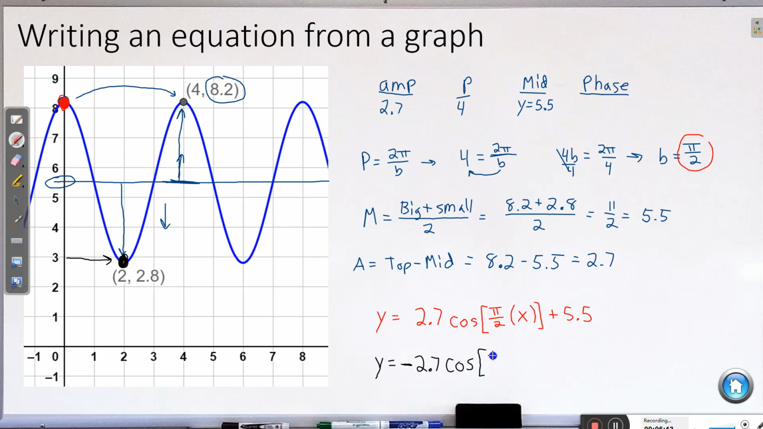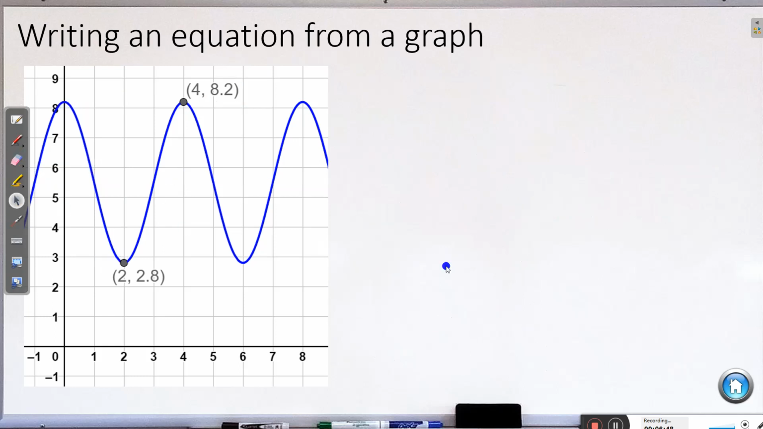The period didn't change, so the b value doesn't change, so that's still pi over 2. But now we have a phase shift. We move to the right, so we minus the 2, which is how far to the right we moved, plus 5.5. So there's actually many options for equations that you can do here. Those are just 2 of them. So if you put those into a graphing calculator, you would get this exact same wave for both of them. All right, so that is how you can take a graph and turn it into an equation.